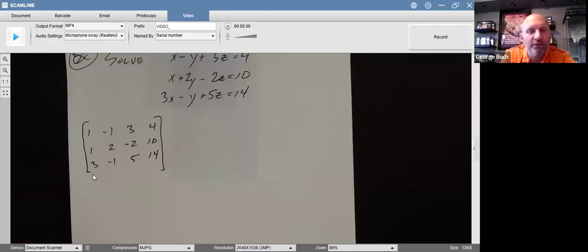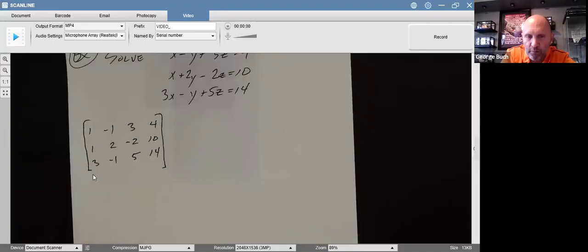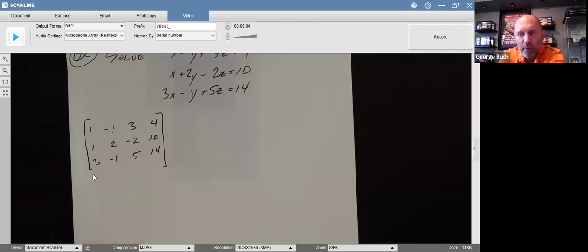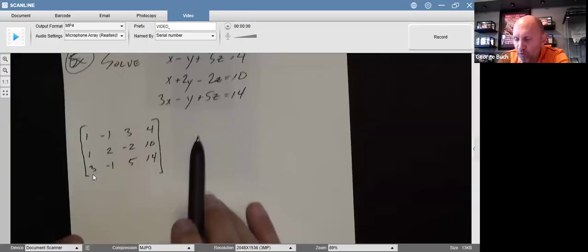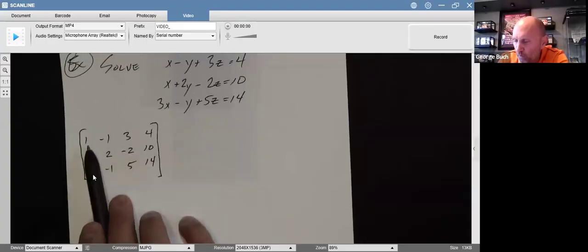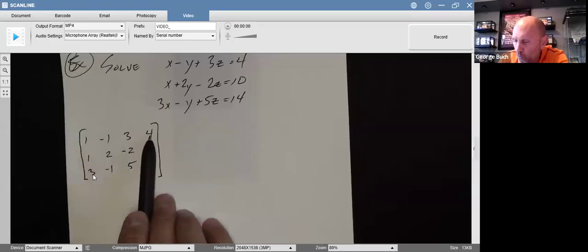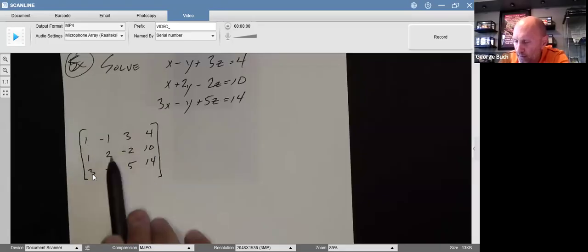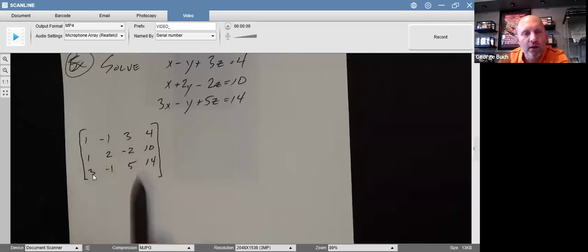So with these systems of multiple variables, I caution you, I beg you to be careful with your numbers, your math, your work, your signs. Because if at one point in this entire process you mess up one bit of arithmetic or mess up one sign, the whole thing is done. You have no chance of getting it correct. So before you even start, I would double check that you wrote the matrix correctly. 1, negative 1, 3, 4, that's fine. 1, 2, negative 2, 10, that's fine. 3, negative 1, 5, 14, okay, that's fine.